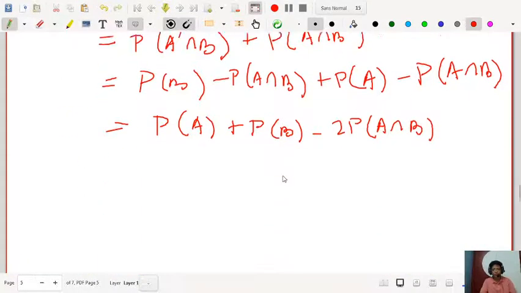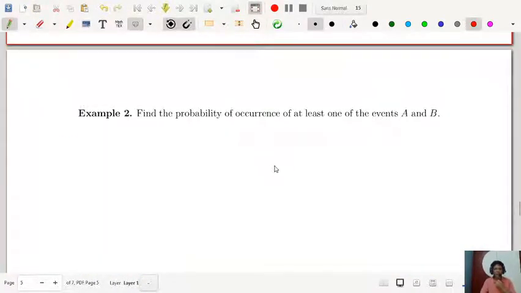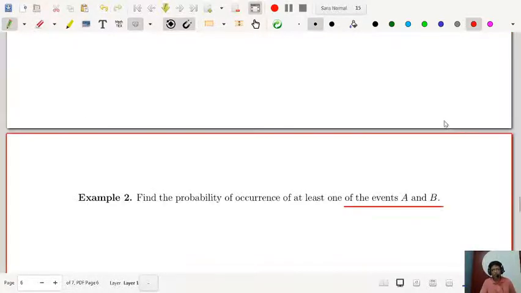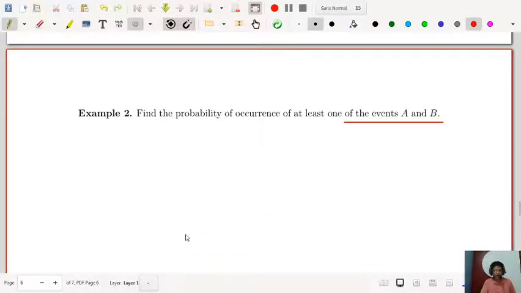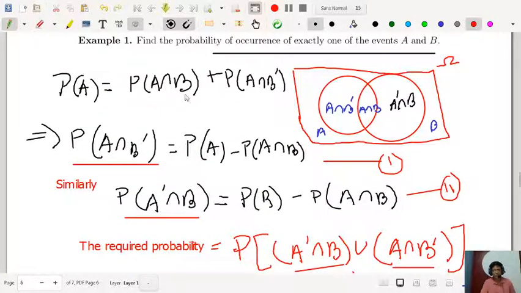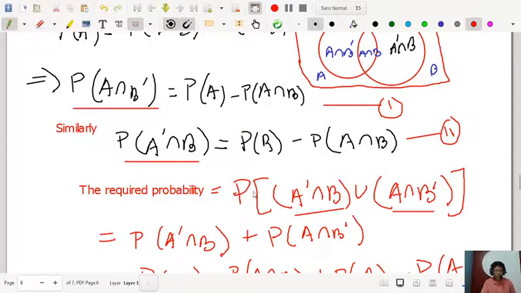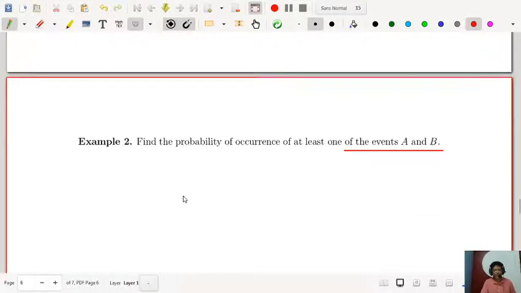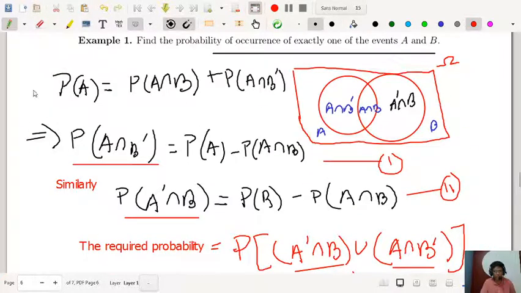Next example is find the probability of occurrence of at least one of the events A and B. In the previous case, you had exactly one of the events A and B. Now you have at least one of the events A and B, and that can be found using these two results. I am not doing the whole process. This is required in the next proof. These two relations 1 and 2 are required over there.